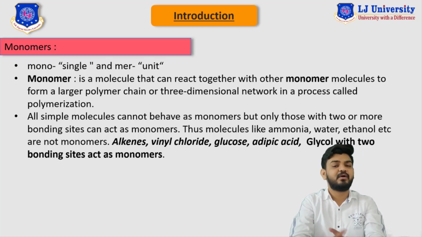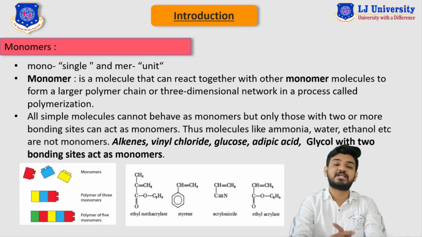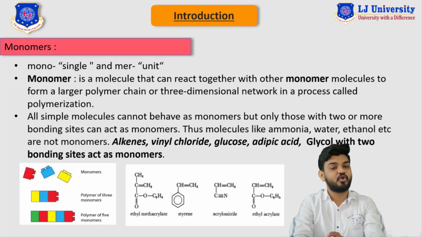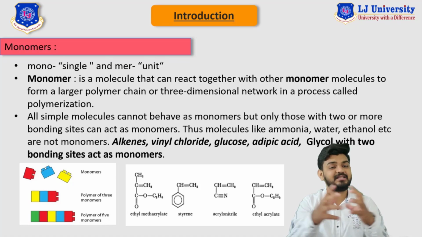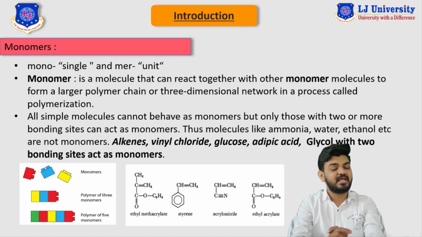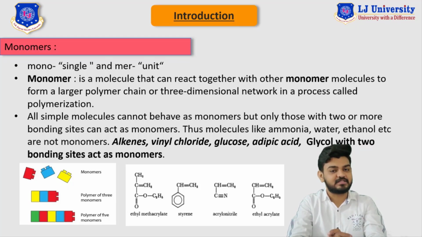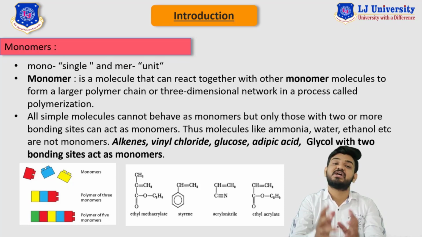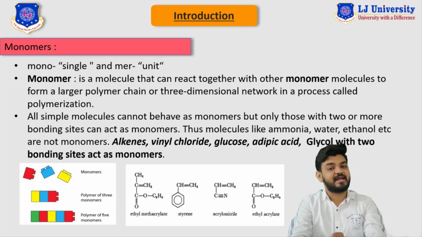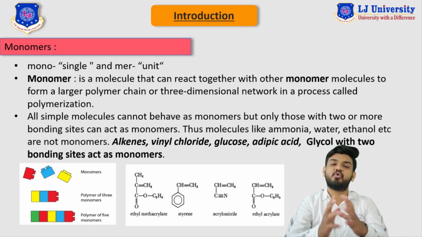Now, here in this image, I have tried to explain the concept behind monomer and polymer with the help of Lego toys. You can consider one single Lego toy as the monomer. We can join these Lego toys to produce a three-monomer polymer or a polymer with five monomers. Here are different examples of the monomers: styrene, acrylonitrile or ethyl acetate are examples of the monomers.